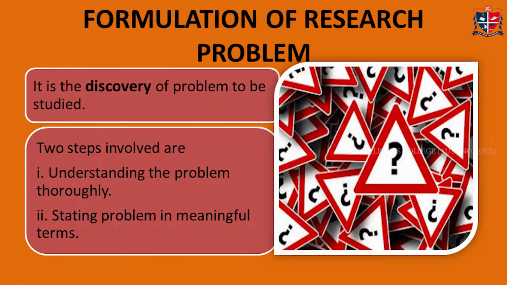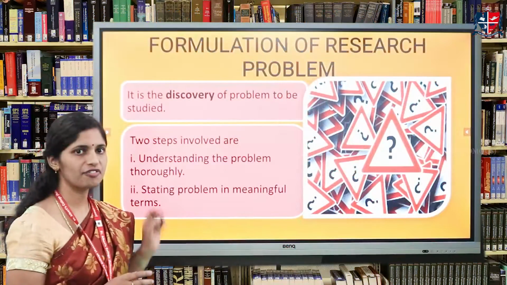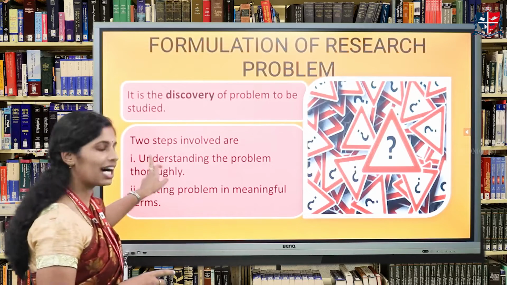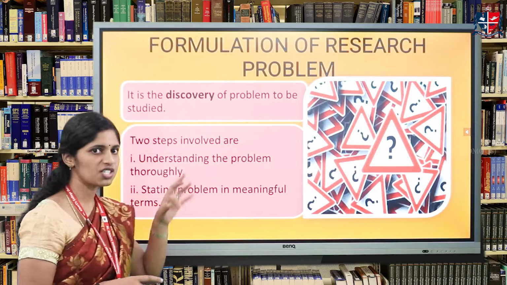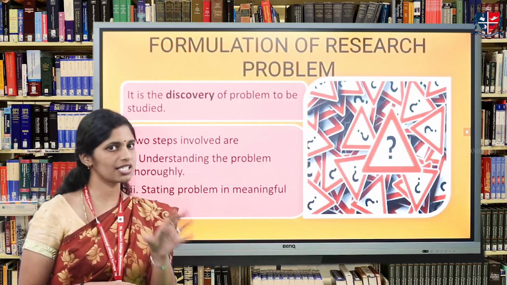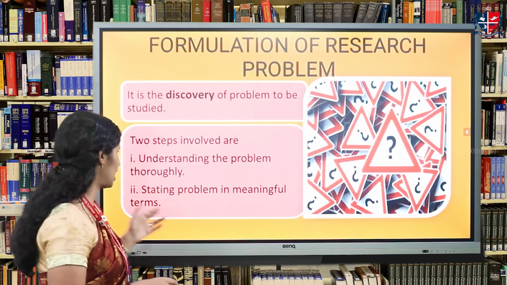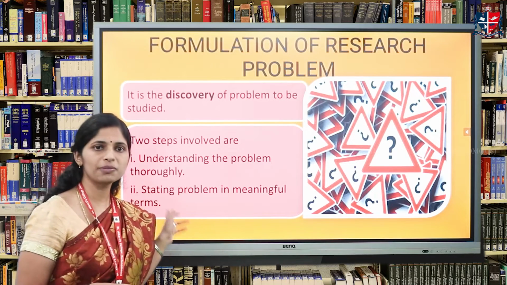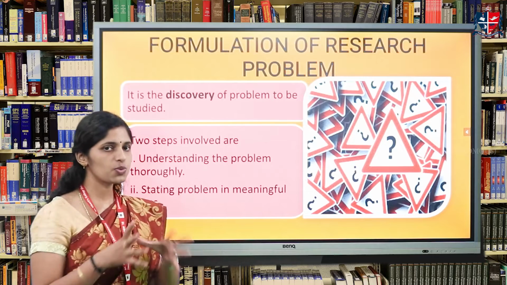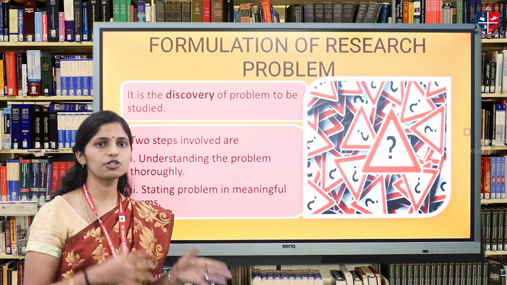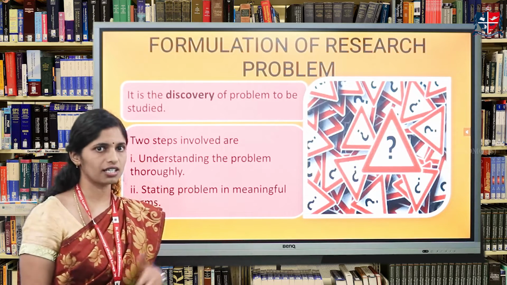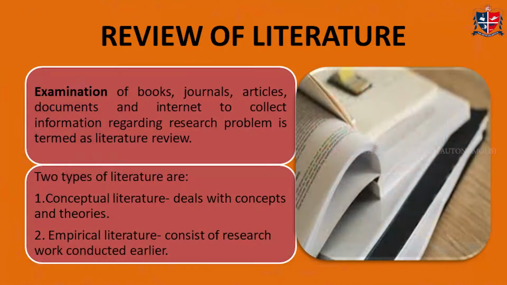There are basically two steps involved in identifying the problem, namely understanding the problem. First, we have to understand what the problem is, because based on that only we can find out the solution. And stating the problem in meaningful terms. Once we state it in meaningful terms, we can use it for the next steps in the research process.